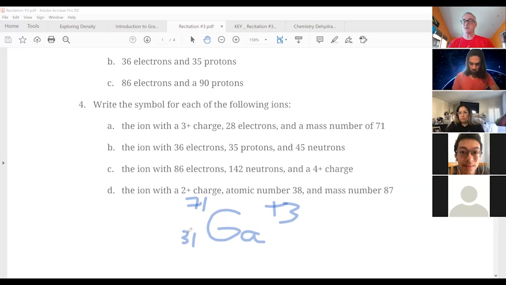Just by looking at this, we can tell how many protons it has, how many electrons it has, how many neutrons it has, what element it is, and what the charge is. And that's basically everything we would need to know about that particular ion. Let's do the next one.